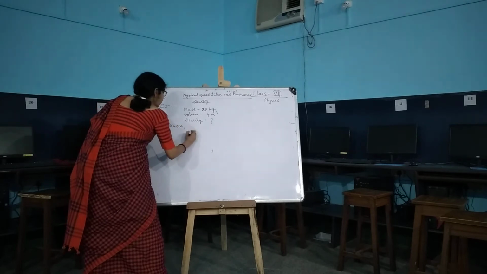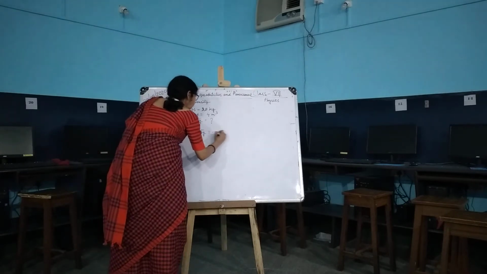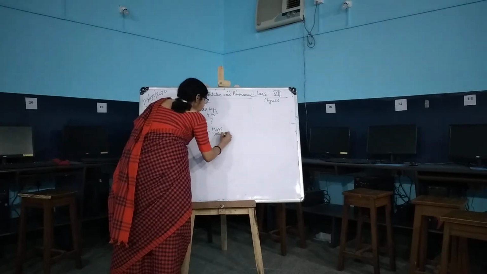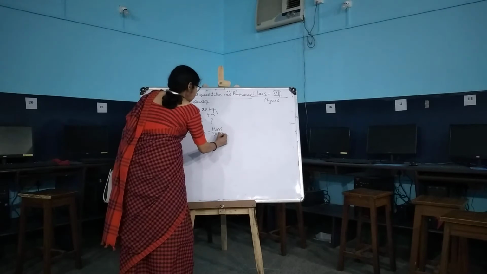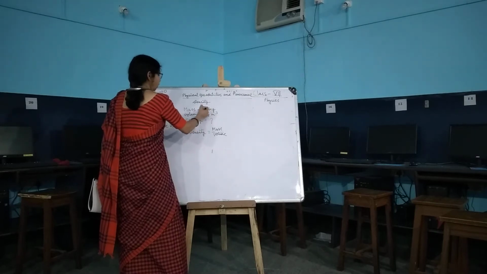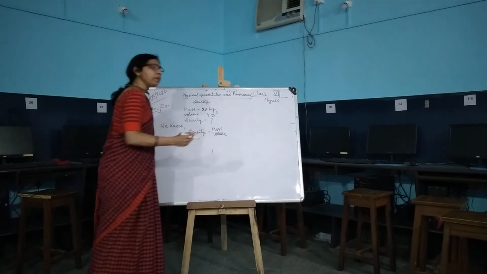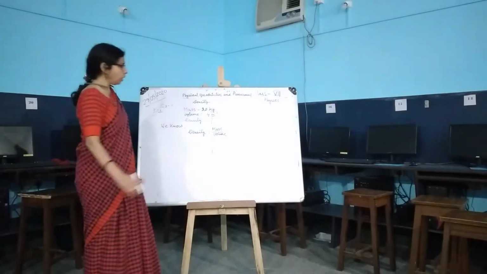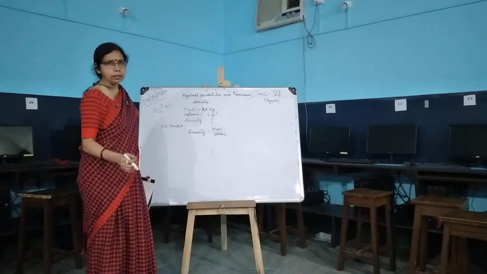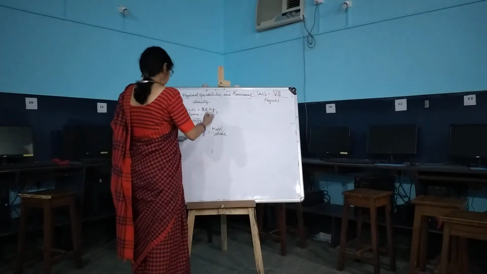We know density is equal to mass by volume. Next we have to see the unit, whatever it is given in the numericals. Here it is kg and here it is meter cube. That means both are in SI system. If the units are not in the same system, we have to convert them and make them in the same system.